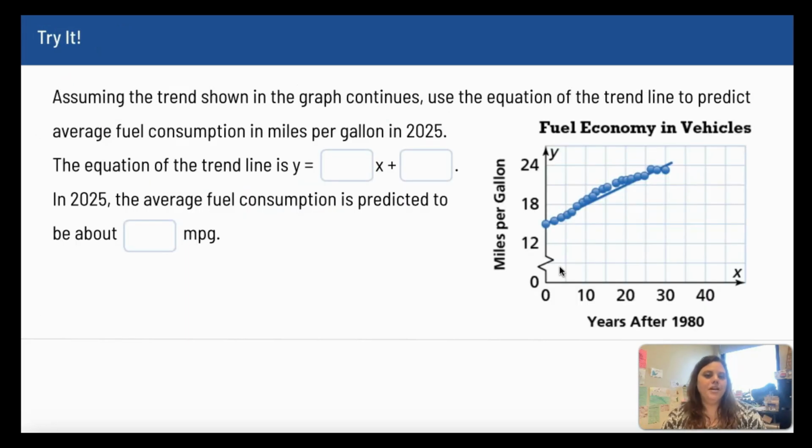Now, you try. Assuming that the trend line in the graph continues, use the equation to predict the average fuel consumption in miles per gallon in 2025. Try to figure out the slope of the line, where it is starting, the y-intercept, and then make sure you figure out 2025 is how many years after 1980 to plug in and get a final answer. Pause the video, give this a try, and press play to see the answer.